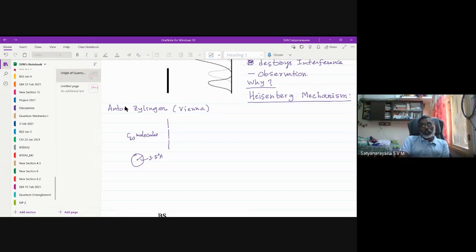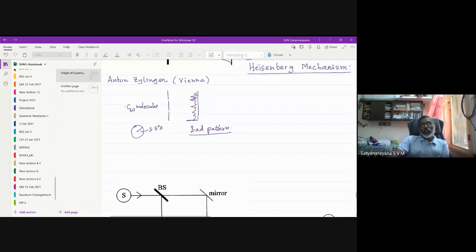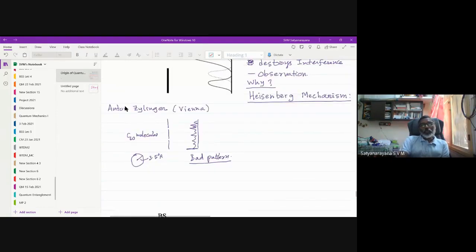So now these particles are sent in, and then people looked at the interference pattern. Now, when they first did this experiment, they did not get very good interference patterns. So they got some pattern like this. Okay, not so bad a pattern. Then they tried to understand why the pattern is bad, and they realized that when they are sending the C60 molecules from a source, the velocity of it was basically from a thermal source.